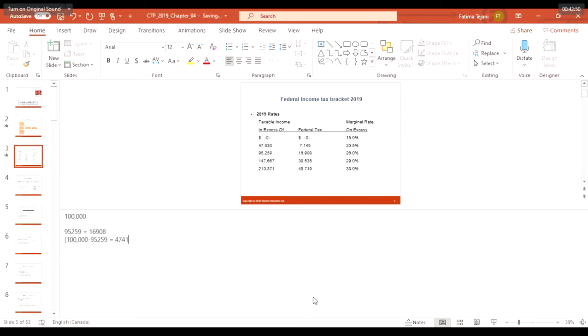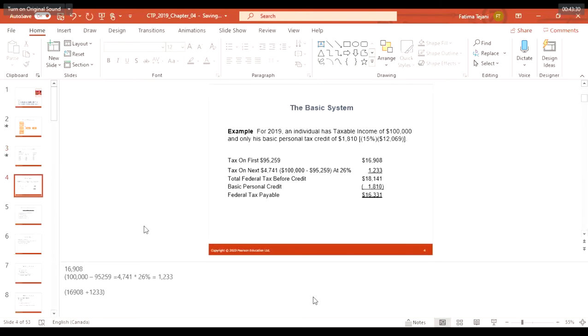4,741.41. So at the rate of 26, what is the amount? 1,233.33. So what is the total? 16,908 plus 1,233 is equal to 18,141.1. I always do not round off. 18,141, plus, see, it's here.